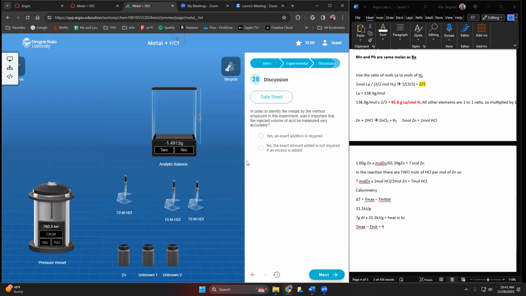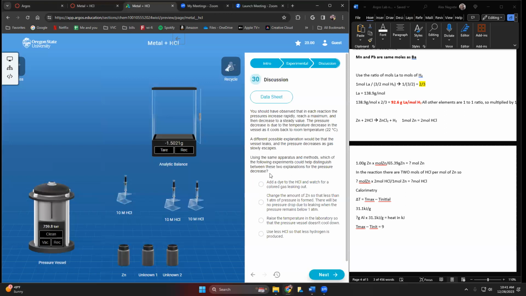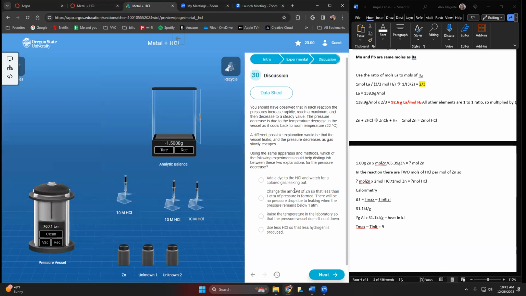So we don't need an exact amount. We just need to make sure that we have more than enough hydrochloric acid, so that excess is added. So knowing the exact amount isn't really necessary. And yes, the data will still be usable. To justify, the calculation of the amount of acid available shows that excess acid will consume all of the metal.